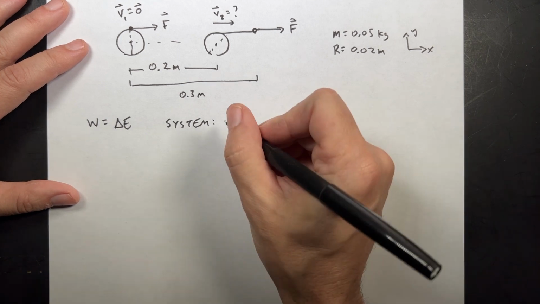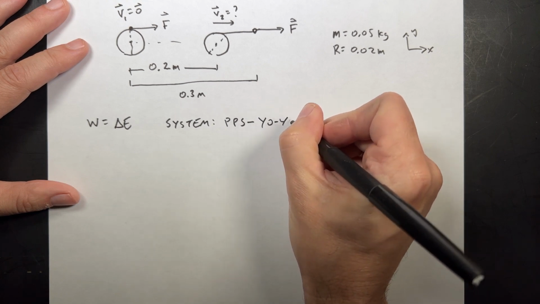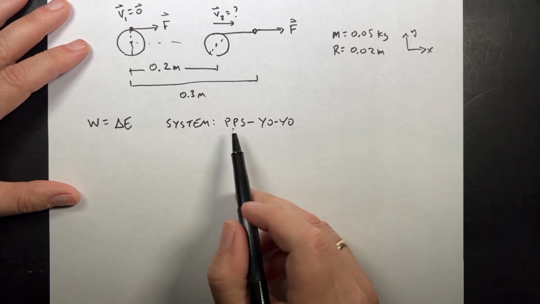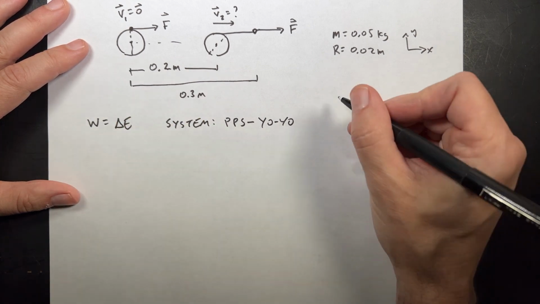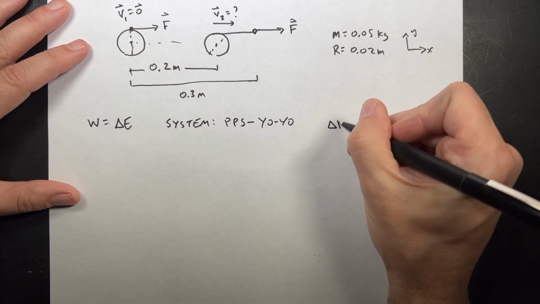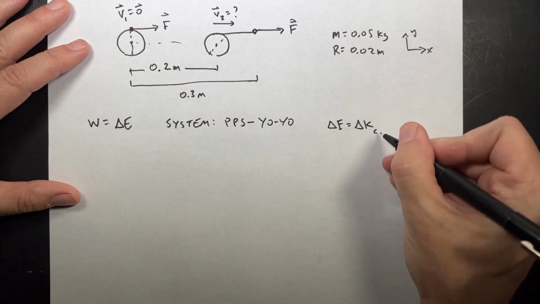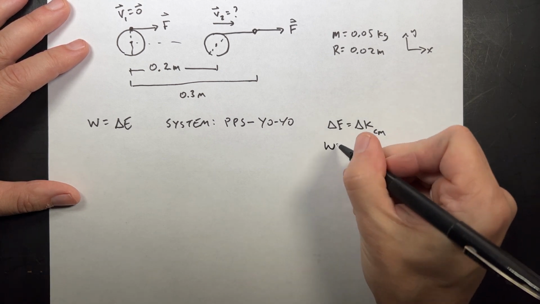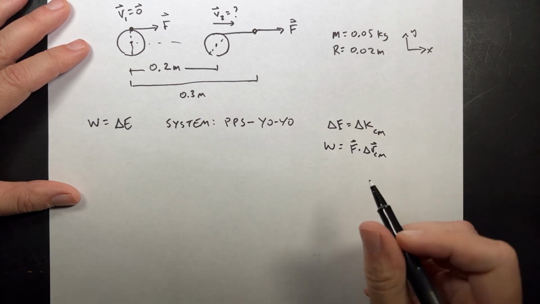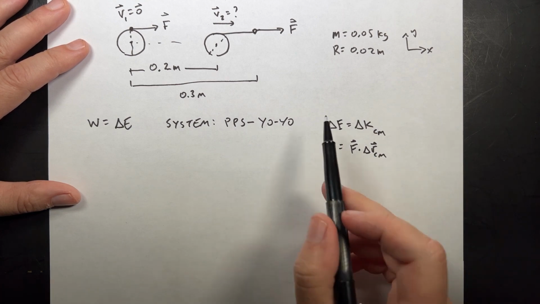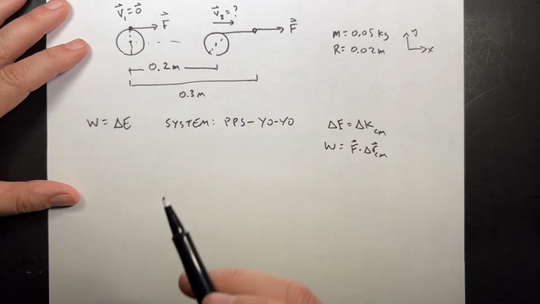In the first case, I'm going to pick the point particle system consisting of the yo-yo. When I pick a point particle system, I'm going to treat this yo-yo as a point. It has no dimensions and it can't rotate. And if it can't rotate, then the only kind of change in energy I can have is a change in kinetic energy of the center of mass. The work done is going to be the force dot the displacement of the center of mass. That's true for a point particle system because it doesn't matter that the force is applied at different locations, because it's not a rigid object, it's a point.